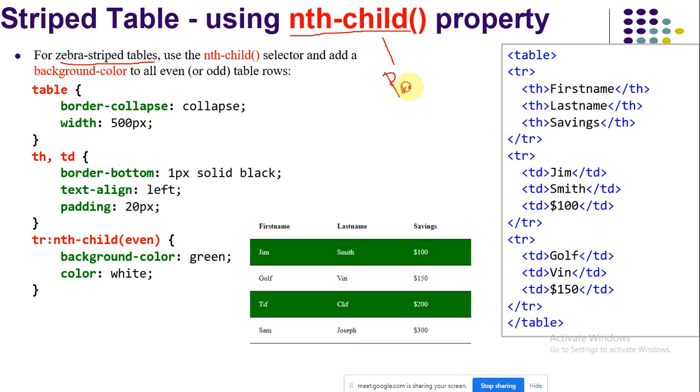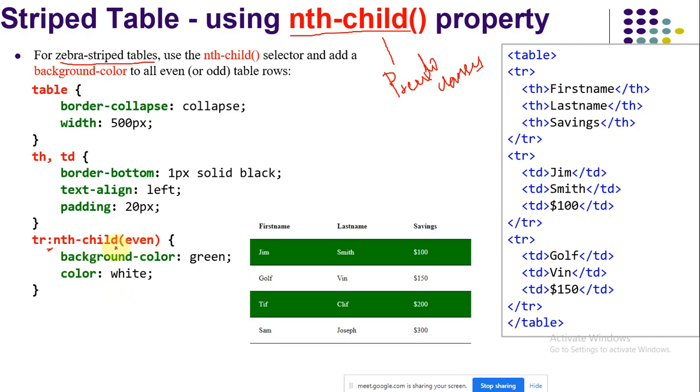You can refer to it on the W3Schools website. Pseudo classes we can write using this syntax: :nth-child. Inside we can give a number or we can give the even or odd constant. Even will identify the even rows. If you number from the first row, the even-numbered rows will be selected and the color will be applied.